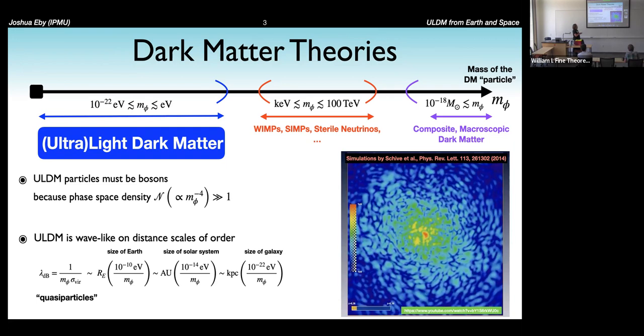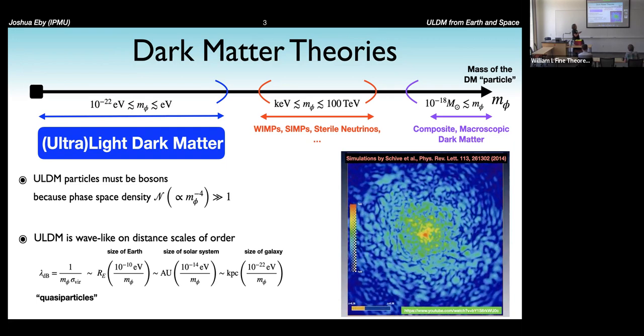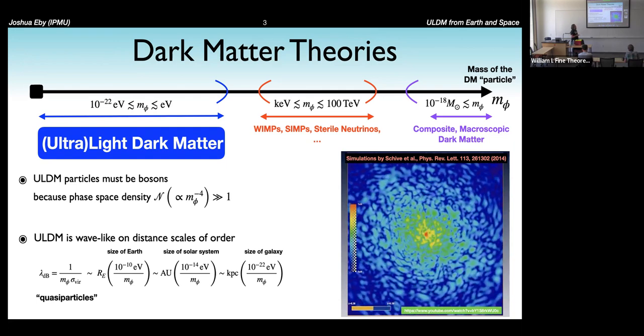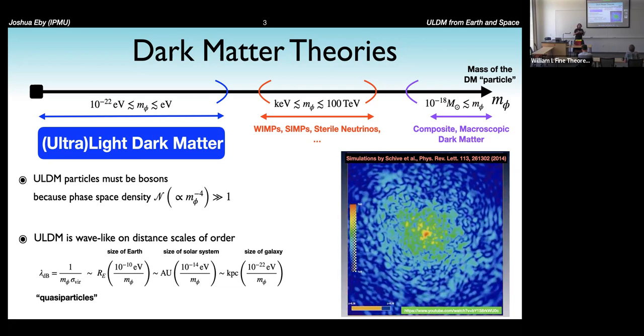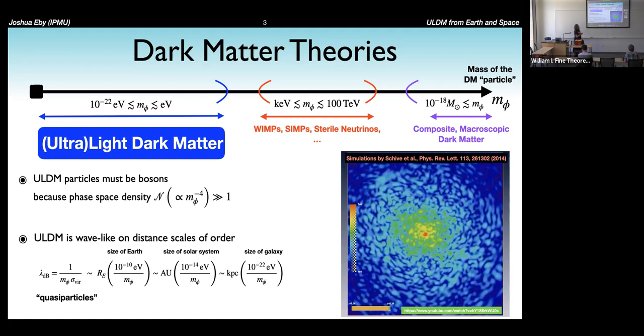And so here in this image, I just want to briefly show you a snippet of a simulation by the Xu et al. Collaboration from 2014. You can find it on YouTube. This is a simulation of a whole galaxy. What you can see, hopefully relatively clearly, maybe it should be bigger, is the wave-like structure of ultralight dark matter in this very lowest mass range.